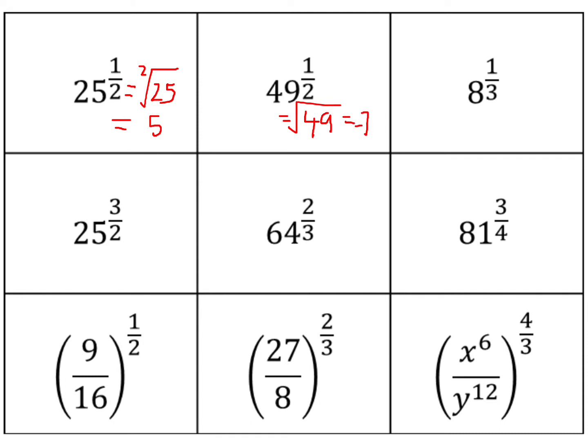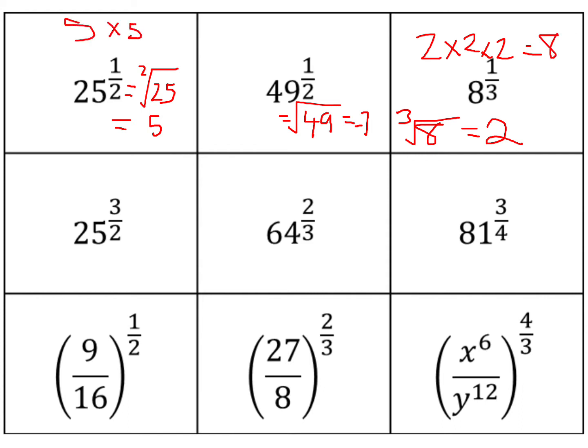Next one, guys, 8 to the power of a third. Well, power of a third means the cube root. So it's the cube root of 8, guys, which is 2. Okay, 2 times 2 times 2 is 8. Okay, and then 5 times 5 is 25. And then 7 times 7 is 49.